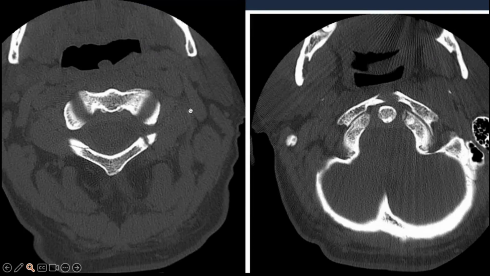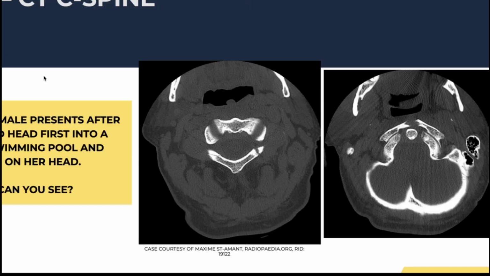It's a little bit blue. And then we've got vertebrae here and the anterior portion here. So this is anterior and this is posterior. Does anybody have an idea of what's going on?